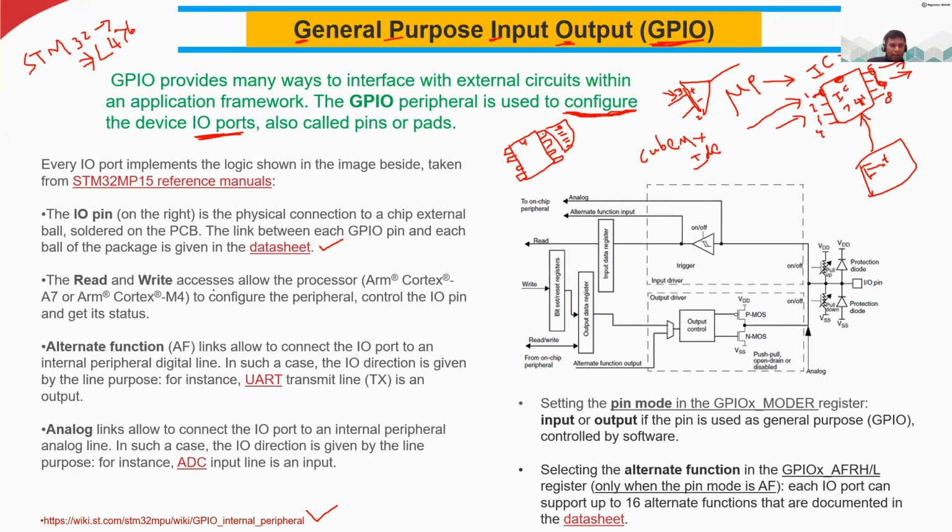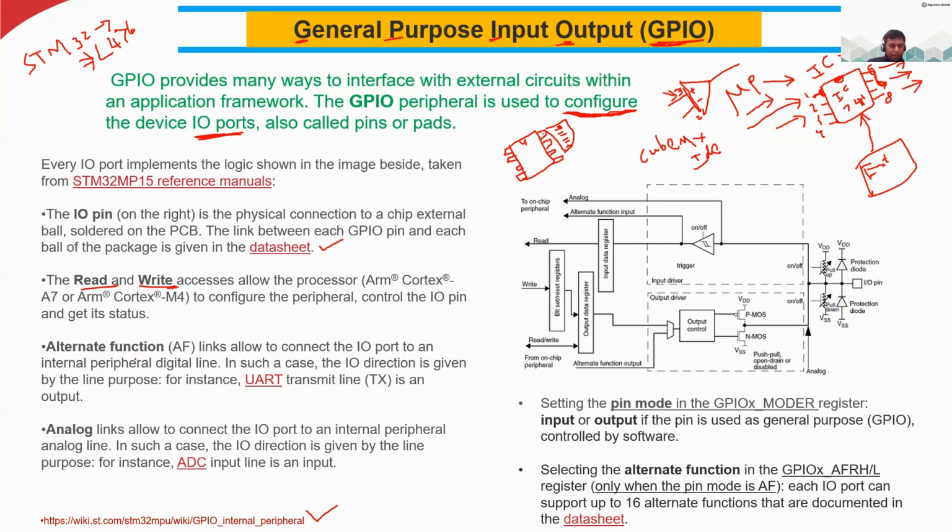Okay, the read and write accesses allow the processor to configure the peripheral, control the IO pin, and get its status. Yes, so read and write access. So input means what you are doing: you are writing the data inside, and output means you are reading the data from the microcontroller.